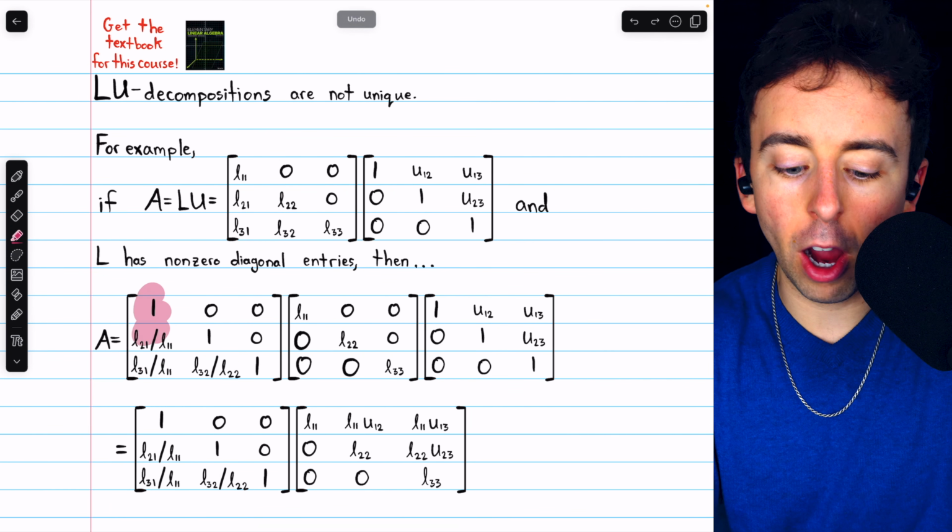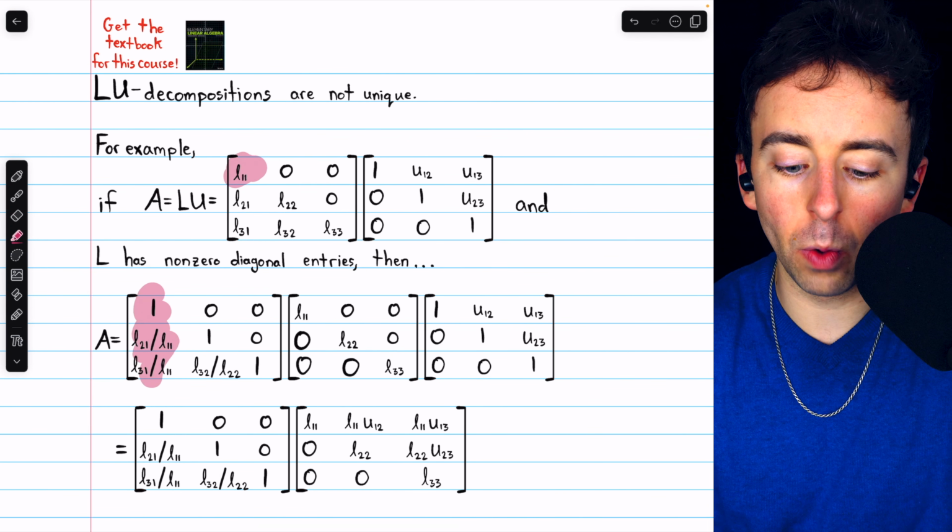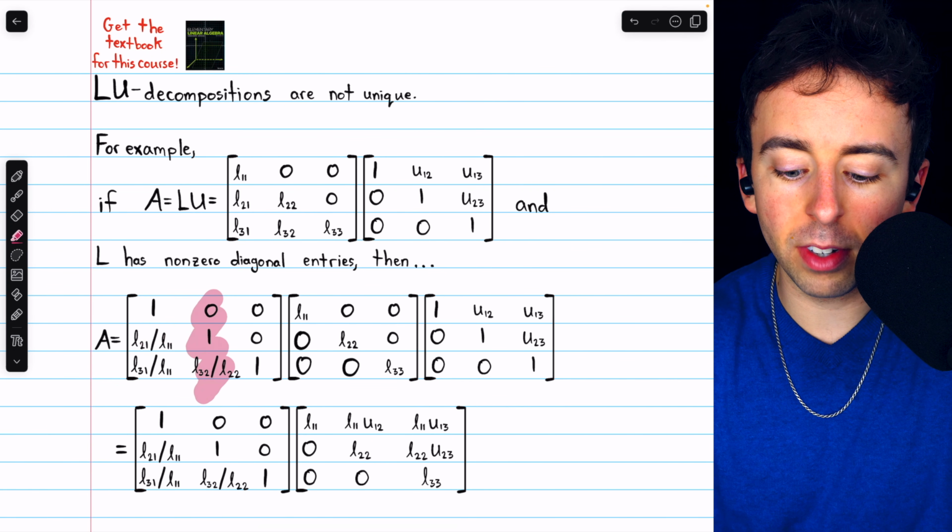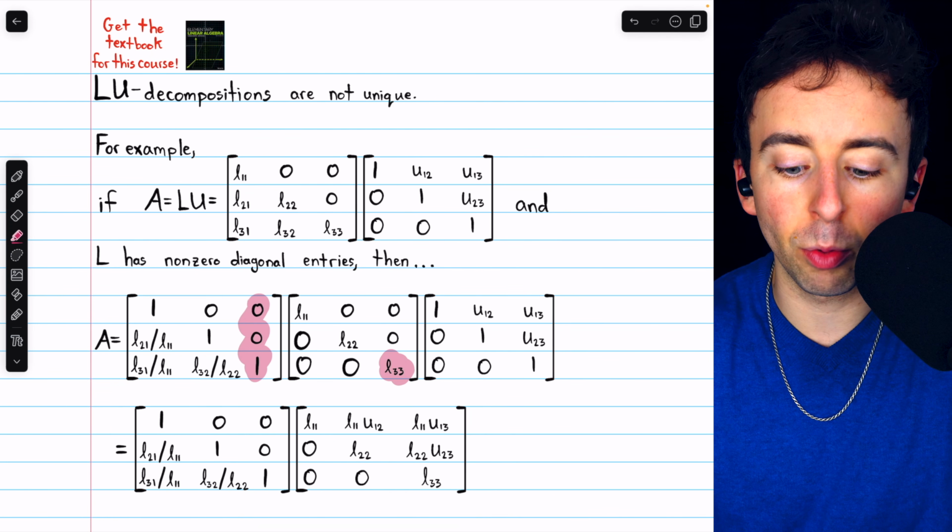Notice that to pull out those diagonal entries, we divided each column by the diagonal entry in that column. So the first column of L was divided by L11, the second column of L was divided by L22, and the third column of L was divided by L33.